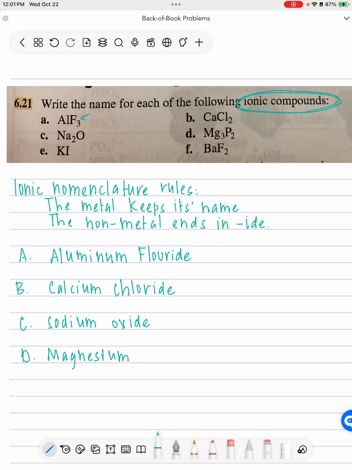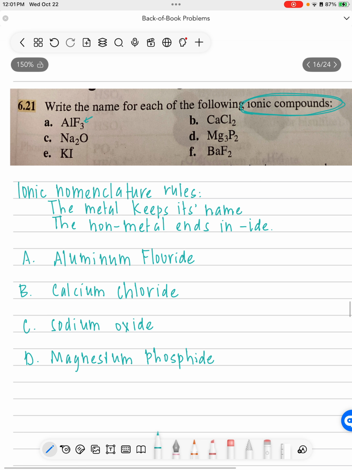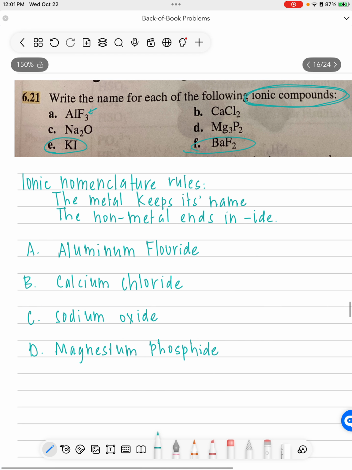And luckily on a test, you won't have to worry about spelling. It will be a multiple choice question. And a good way to look at multiple choice questions, let's talk about that now. So you go ahead and do E and D and F. But let's say you were just given AlF3.